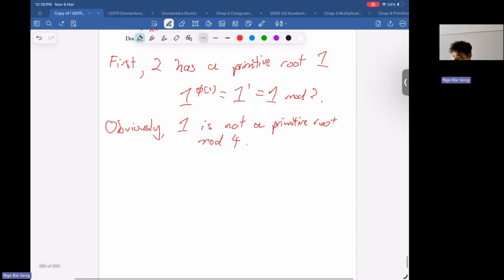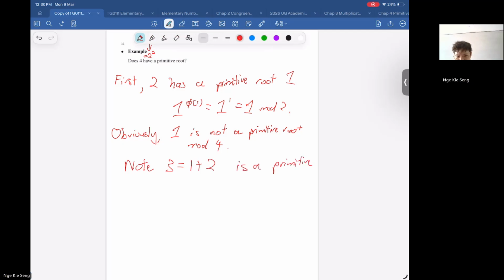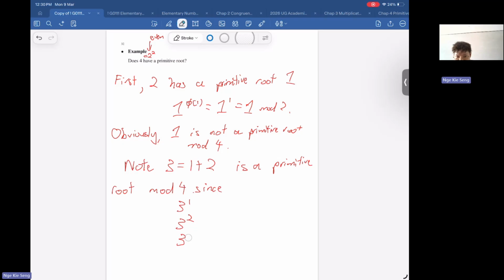So you can try the strategy just now, right? R plus p, because r plus p doesn't have the odd prime condition, so you can try that. So note that 3 equals 1 plus 2, and 3 is a primitive root of 4. Okay, so I mean you just check it. Sanity check. Since 3 to the 1, 3 to the 2, and then 3 to the 3.